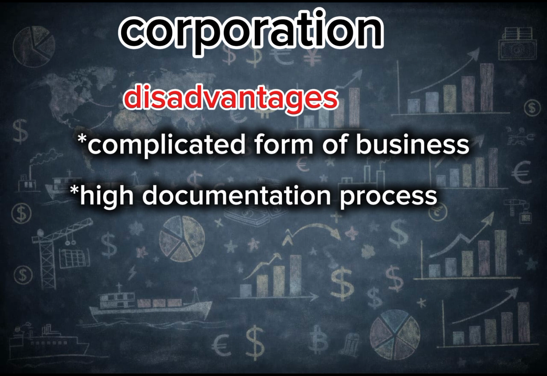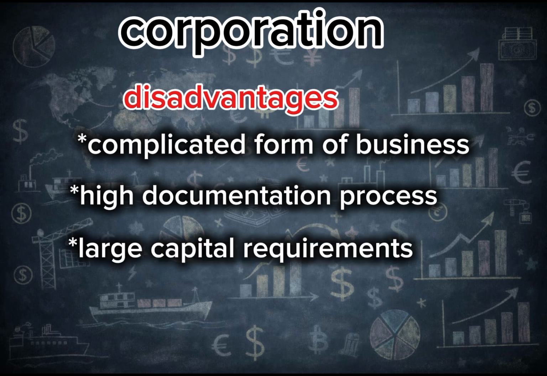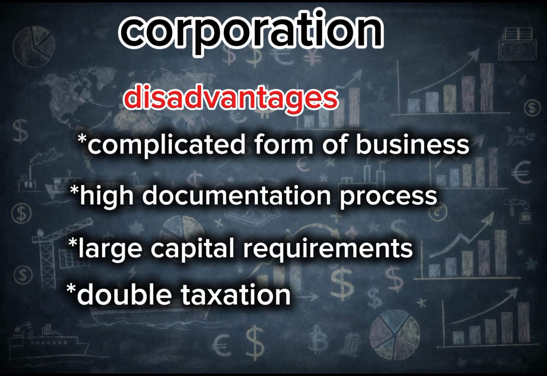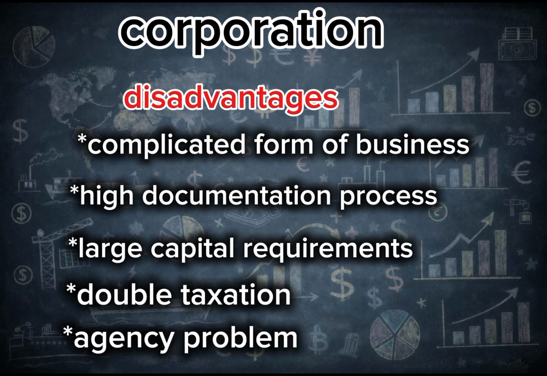However, the corporation is a more complicated form of business because it requires many formal documents to start. Another setback is that the corporate business suffers from double taxation, since the profit made from the business is taxed company income tax, and the dividends shared to shareholders are also taxed personal income tax. So it suffers from double taxation. The separation of ownership from management in the corporate form of business also leads to agency problems. We shall discuss that in our subsequent topic.